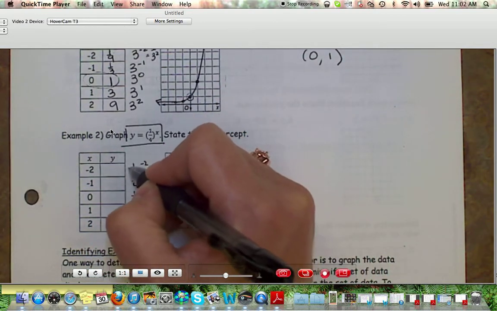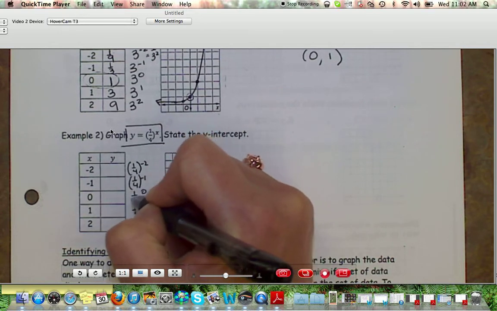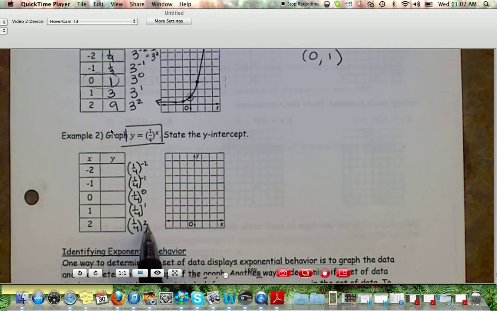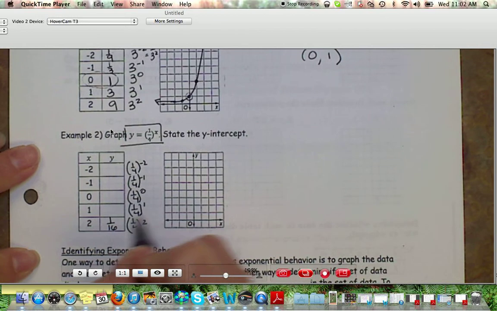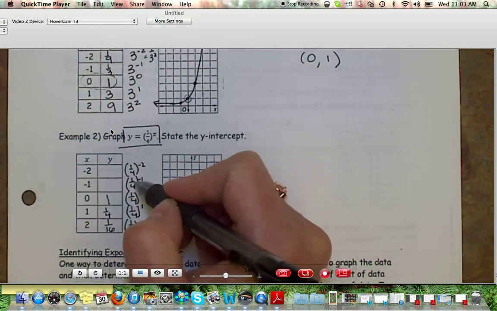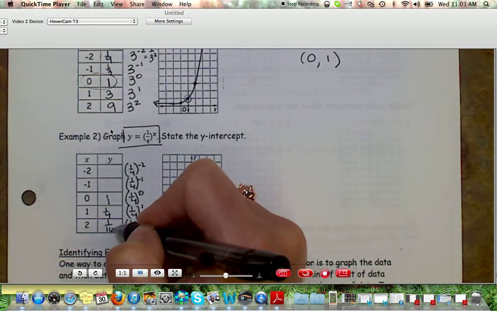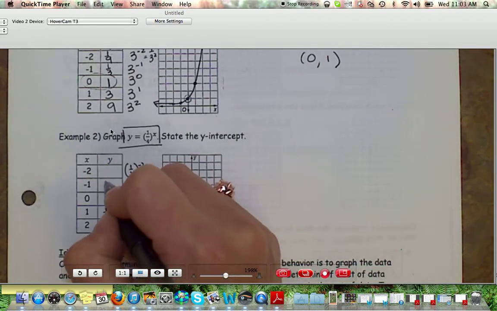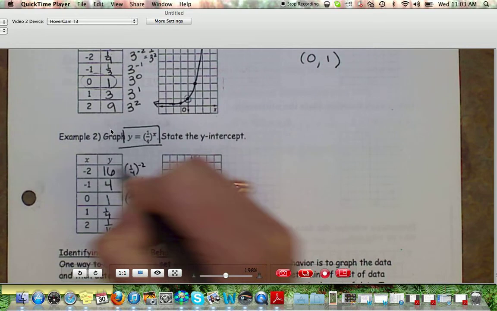Technically you need parentheses around these so that it's understood the way it's supposed to be understood. So 1/4 to the second power is, of course, 1/4 times 1/4, which is 1/16. 1/4 to the first power is 1/4. Anything to the 0 power is 1. Now if we look at the pattern, this one's not quite as obvious, but we're actually multiplying by 4, multiplying by 4, multiplying by 4, multiplying by 4.